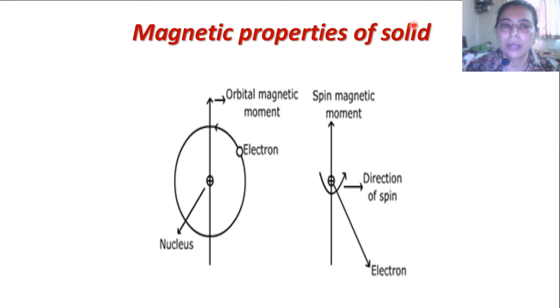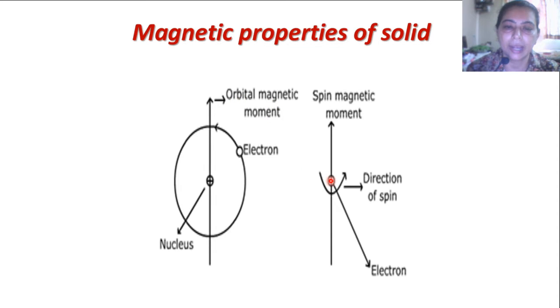In a solid, the electron has two types of motion. You can see in this diagram, one electron and a nucleus, and the electron is revolving around the nucleus. This motion is known as its orbital motion, and the magnetic moment associated with this electron is known as the orbital magnetic moment.